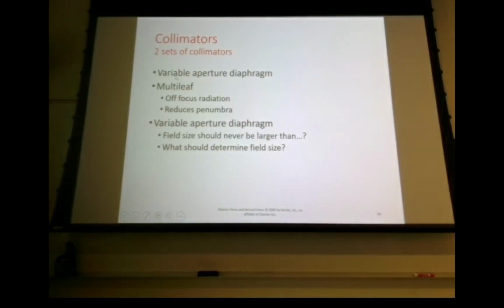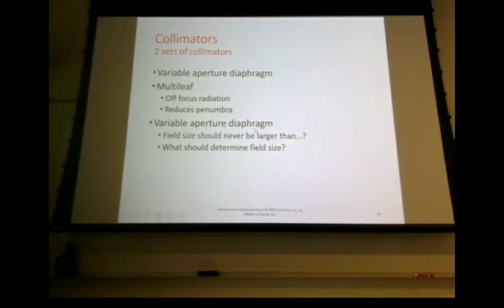So you have two sets of collimators, a variable aperture diaphragm, that's what we're talking about. The multi-leaf reduces off-focus radiation and reduces that penumbra. The variable aperture diaphragm is what you're most familiar with, and that's the collimators, the shutters that you use.